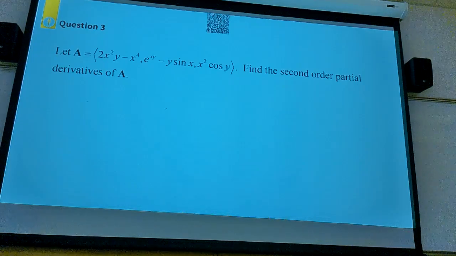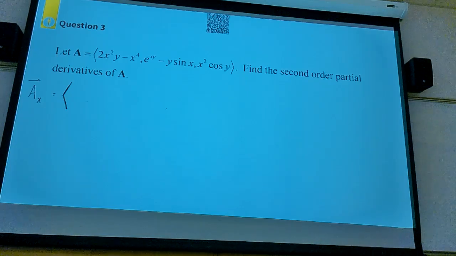Just like you can differentiate a vector value function, you can also partial differentiate vector fields. They want all the second order partials. Working with vector functions, how do we differentiate a vector function? Differentiate each component. So how do you think you're going to do a partial? Just take the partial of each component.